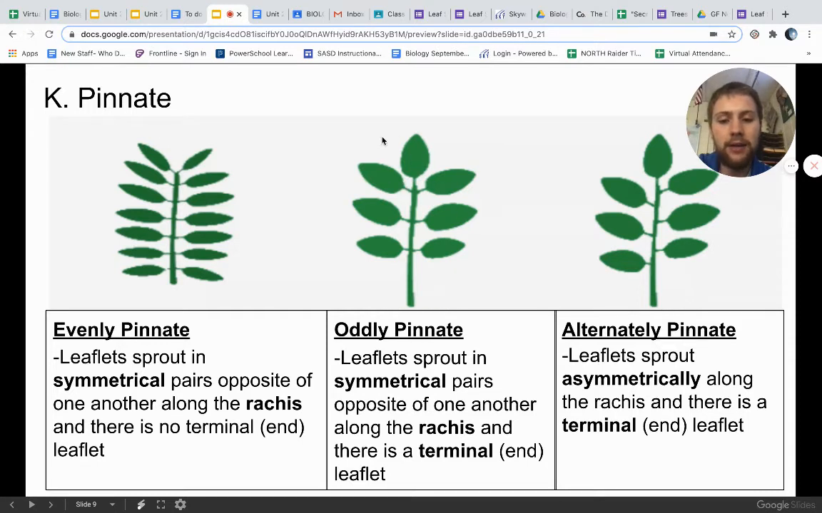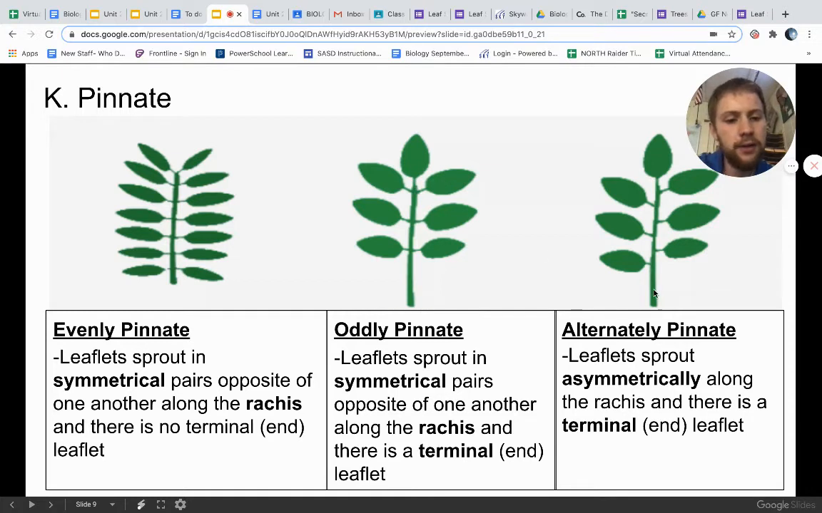With our oddly pinnate, leaves contain leaflets that are also opposite and symmetrical to one another. So they're directly opposite. However, there's an odd number. So 1, 2, 3, 4, 5, 6, 7. Not going to be an even number because you've got that 1 right on the tip. And we're going to see different plant species would maybe have evenly pinnate versus oddly pinnate. All right, so there is a terminal end here.